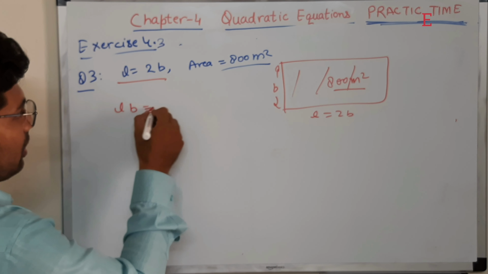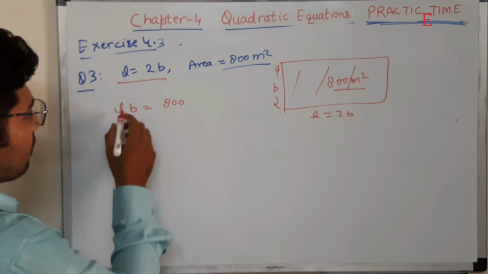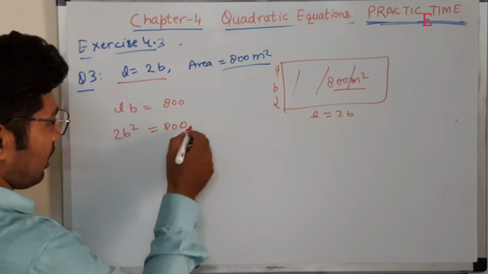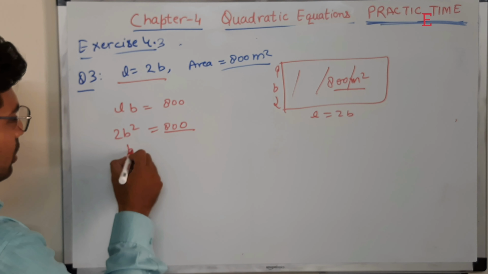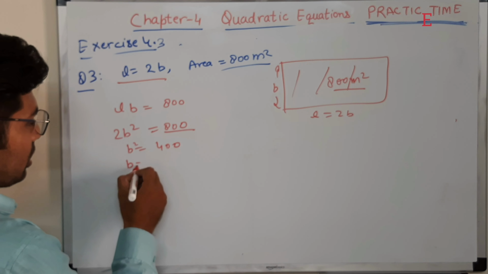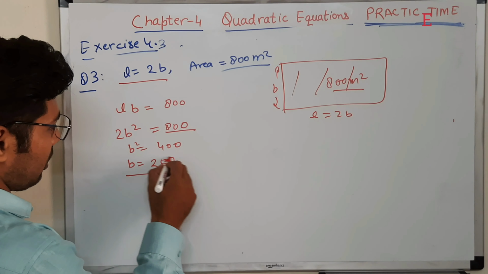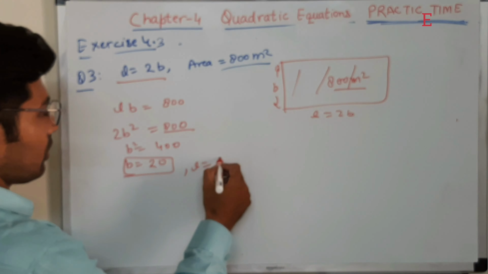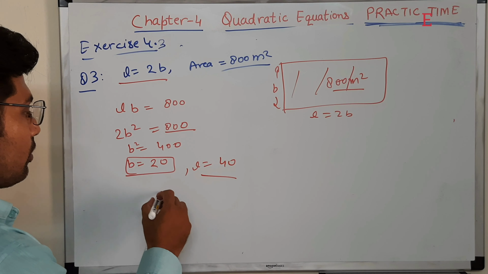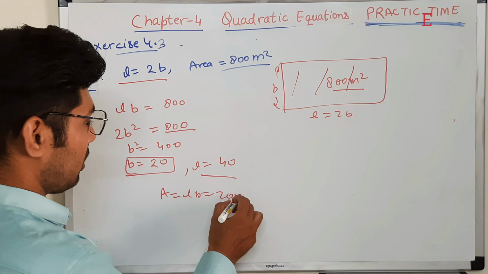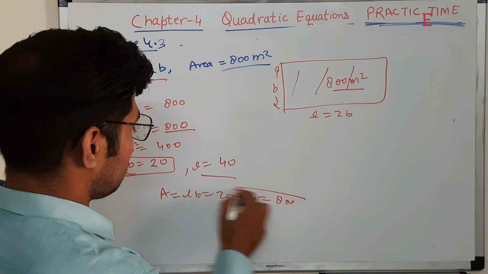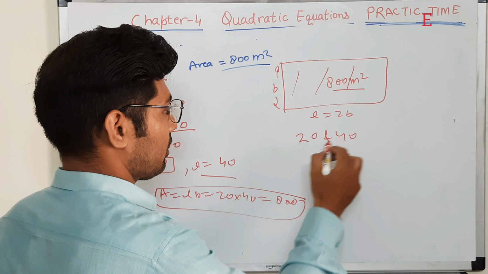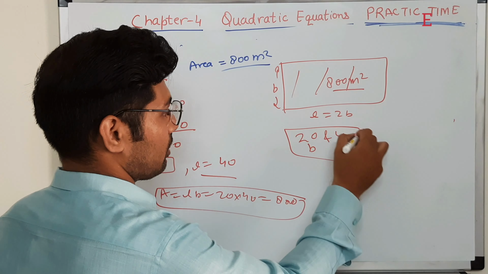So area is L into B, which is 800. Put the value of L here, 2b into b is 2b square is equal to 800, and then b square is equal to 400. So b is equal to 20. So the breadth is 20, then the length will be twice the breadth, which is 40. Multiply these and you will get the area, 20 into 40, which is 800. So this is possible, and the length and breadth are 40 and 20. This is the solution.